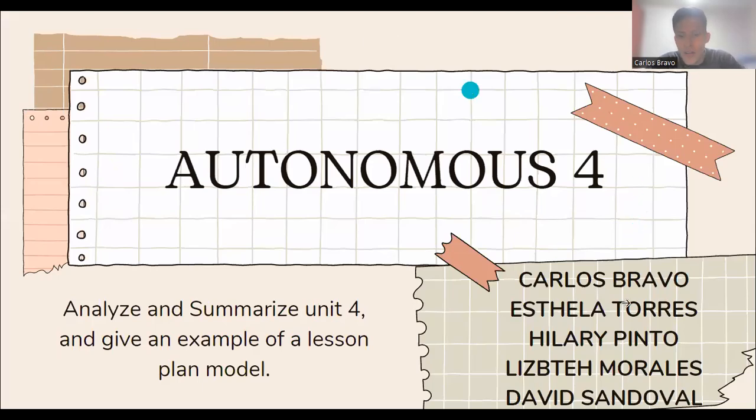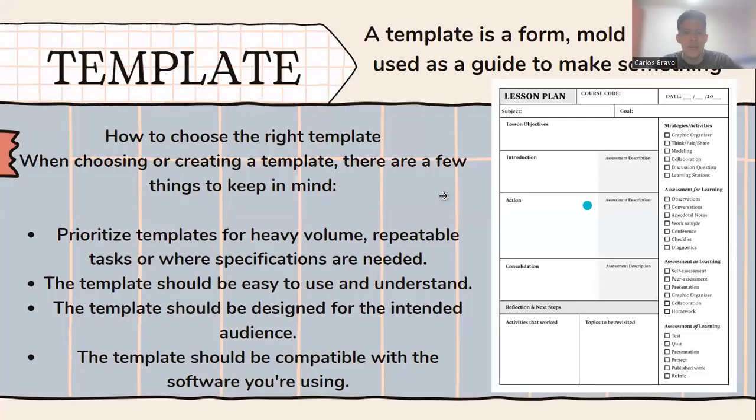Okay, hello teacher. Now I'm going to explain to you autonomous number 4: analyze and summarize unit 4 and give an example of a lesson plan model. This is for lesson plan. The first is to summarize unit 4, and we have here the concept of a template.